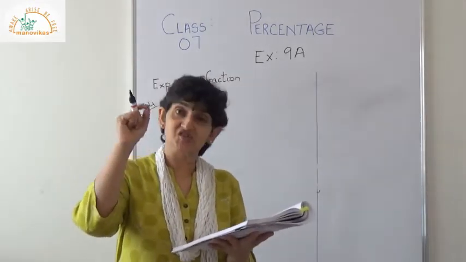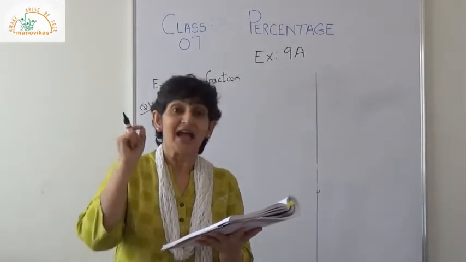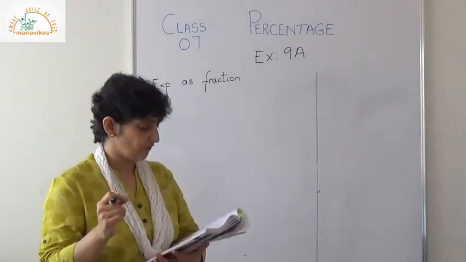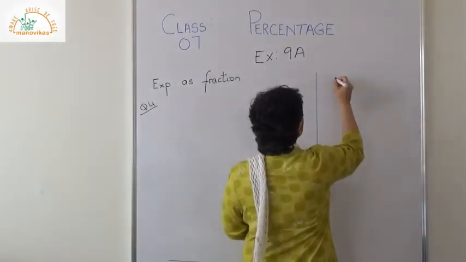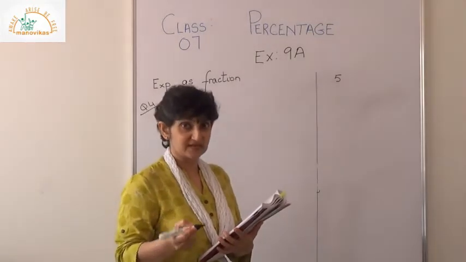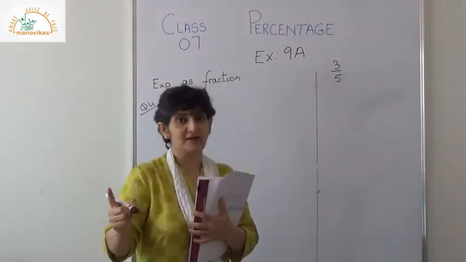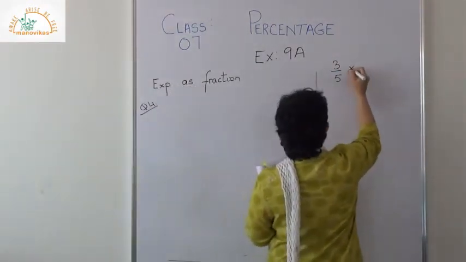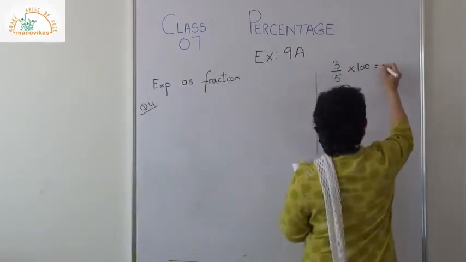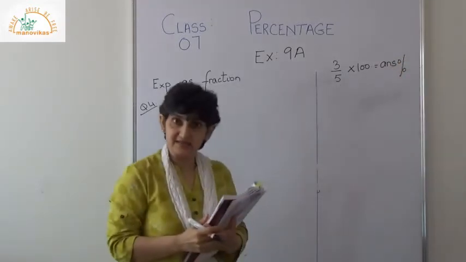Now let's compare question 1, 2, 3 and the fourth one. Questions 1, 2, 3 asked you to express each of the following as percent. You had to find out the percent. Suppose you have a question like 3 upon 5, you had to find out the percentage. So what do you do when you want percent? You multiply something with 100, right? And your answer, what you get, then you put the sign of percentage, isn't it?